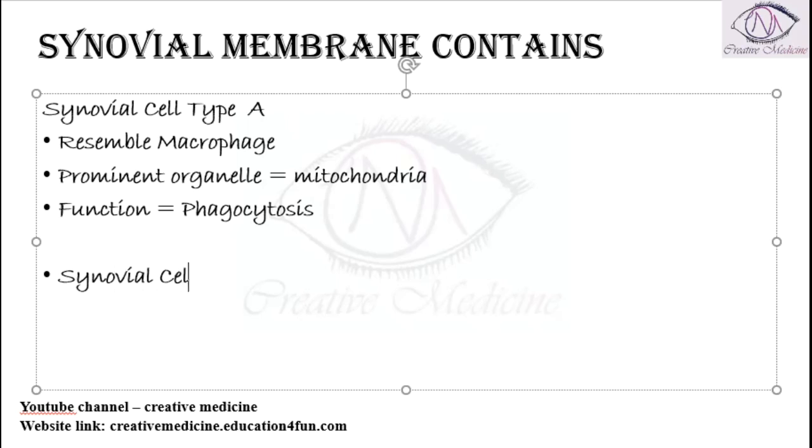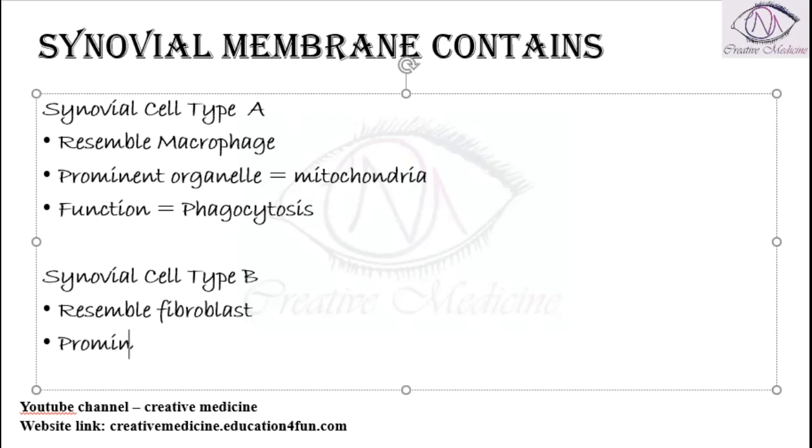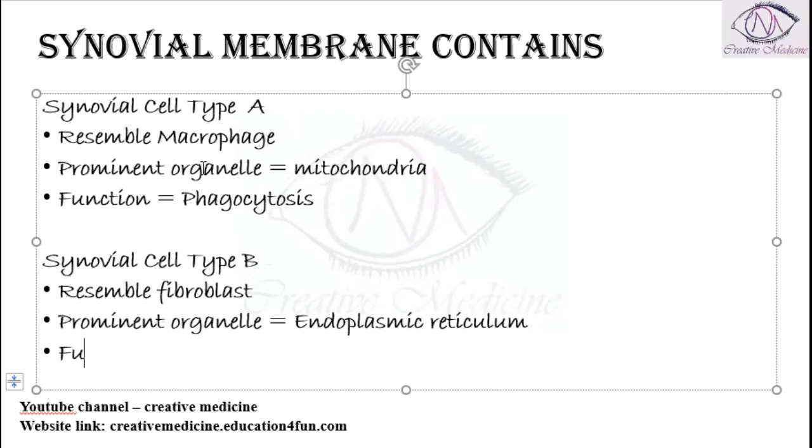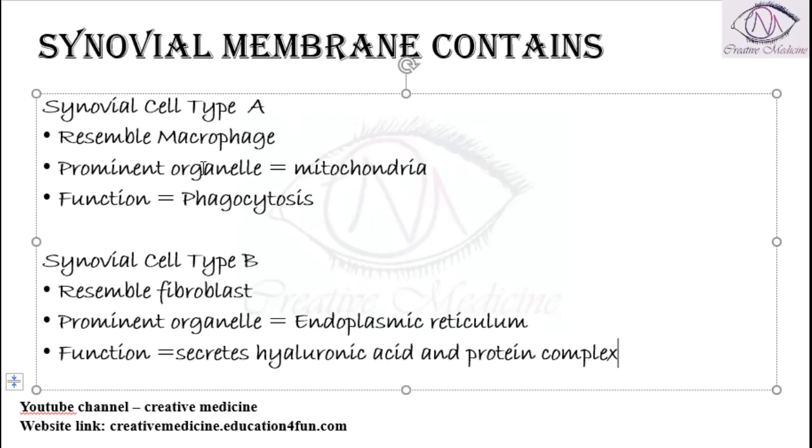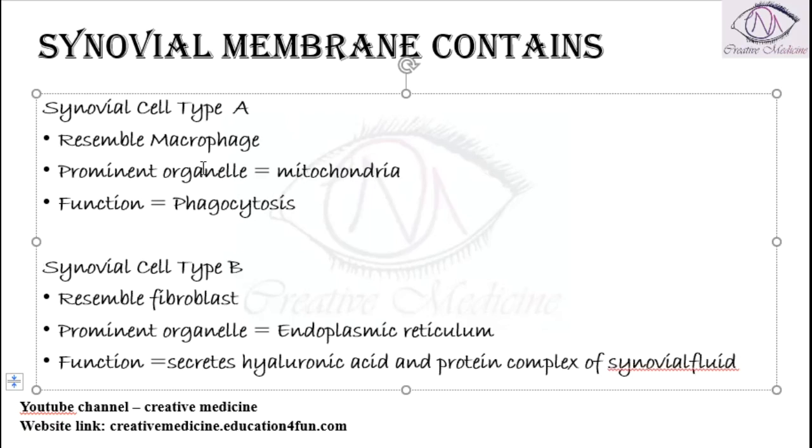Then we have synovial cell type B. This synovial cell type B will resemble the fibroblast, and the prominent organelle present in synovial cell type B is endoplasmic reticulum. The function of synovial cell type B is that it secretes hyaluronic acid, and it also secretes the protein complex of synovial fluid. So this is synovial cell type B.